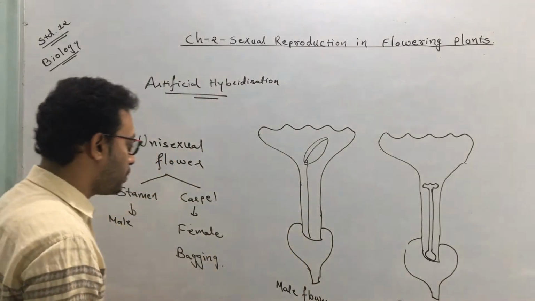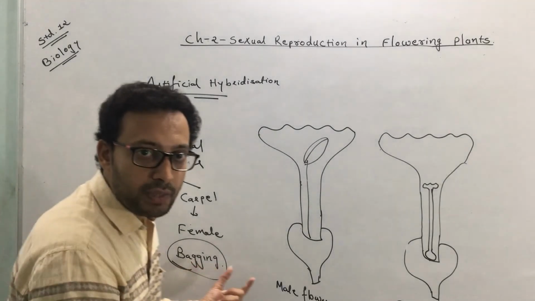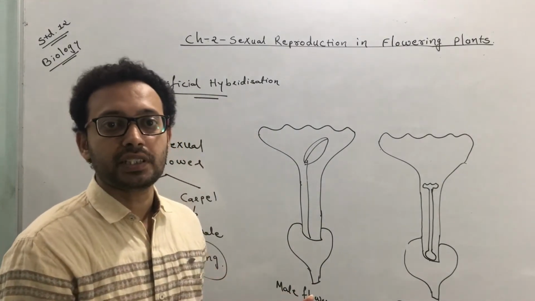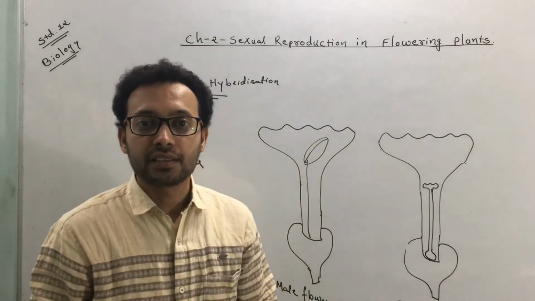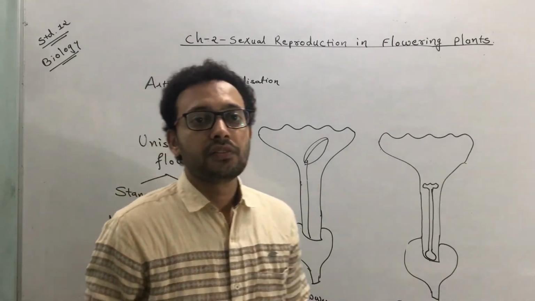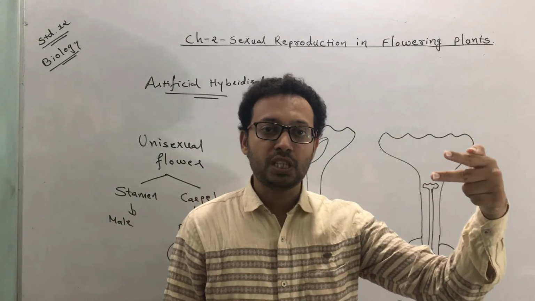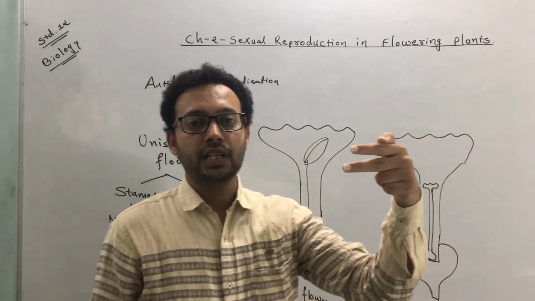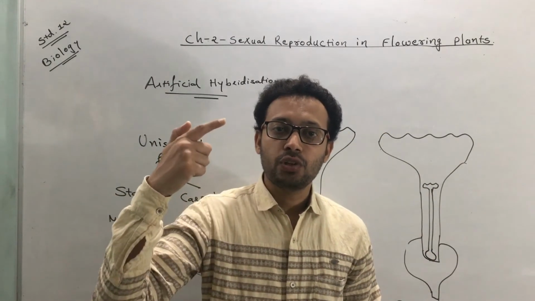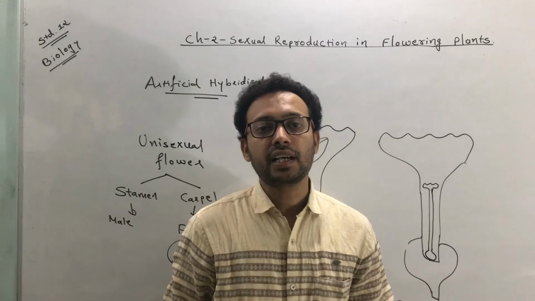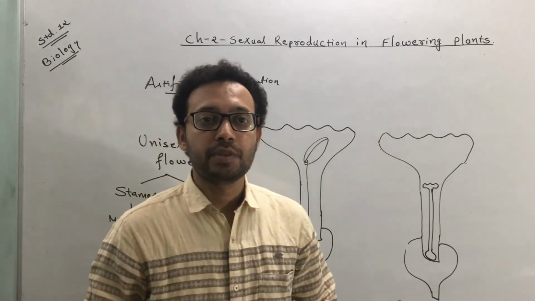So here in a unisexual flower, we just cover the female flower by bagging, allow it to mature, allow the stigma to become receptive, and then we sprinkle the dust of pollen grain and again rebag it. This is the procedure performed for a unisexual flower. So in short, if it is bisexual, two procedures are performed to get an artificially hybridized product: emasculation and bagging. And if it is unisexual, only one procedure is performed, that is bagging, and again rebagging. So that's all about artificial hybridization.